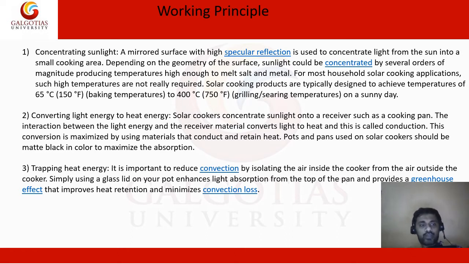Third is trapping the heat energy. It is important to reduce convection by isolating the air inside the cooker from the air outside the cooker. Convection is the mode of heat transfer in liquids. Simply using a glass lid on your pot enhances the light absorption from the top of the pan and provides a greenhouse effect that will improve heat retention.